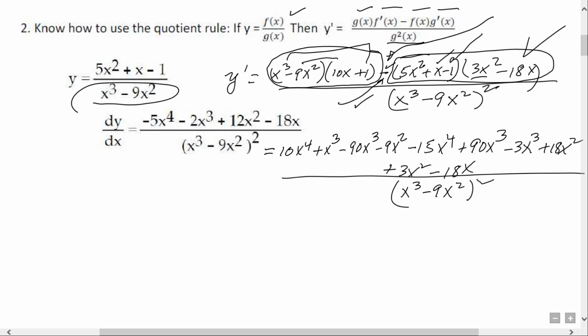Now, simplifying all of this, we have 10x to the fourth minus 15x to the fourth, so we have minus 5x to the fourth. And then as far as x cubed is concerned, minus 90x cubed plus 90x cubed cancel. Then we have a plus x cubed and a minus 3x cubed, which gives us minus 2x cubed. And then for the squared terms, we have minus 9x squared.